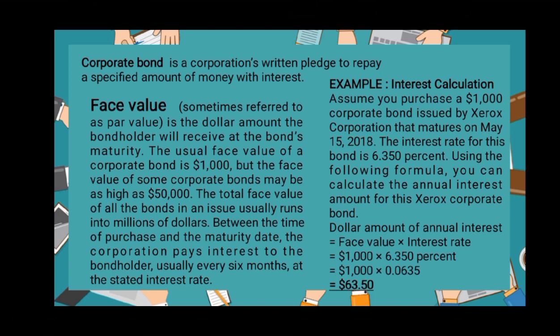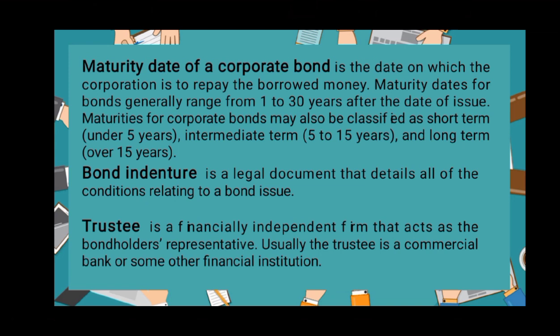Kunin mo lang yung decimal point ng 6.350. So, 1,000 times 0.0635 is $63.50. So, in this situation, you receive interest of $63.50 a year from Xerox. Next is maturity date. Doon sa example kanina, the maturity date for the Xerox bond is May 15, 2018. So, ang maturity date is ito yung mga nag-agree-han na date or fixed date na napag-usapan. Bond indenture is a legal document. So, bond indenture, actual legal conditions for a corporate bond.